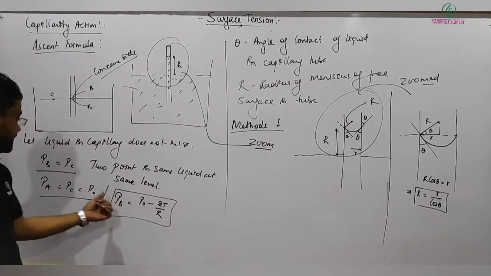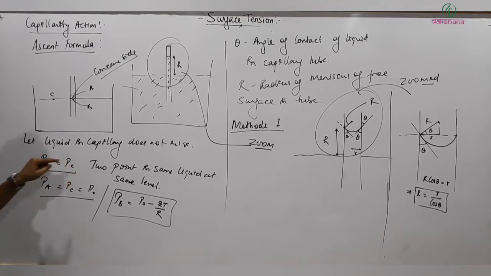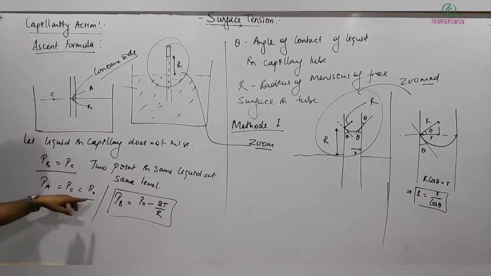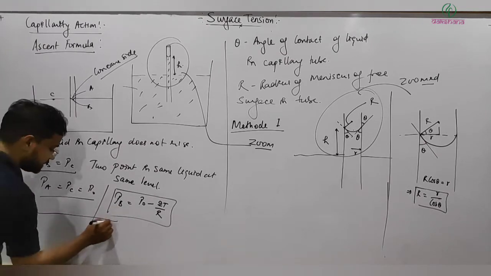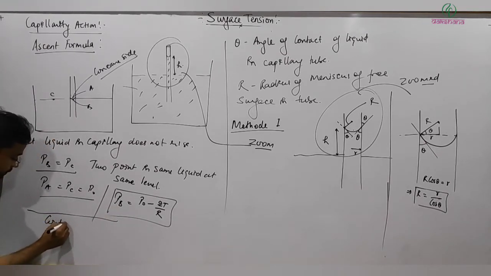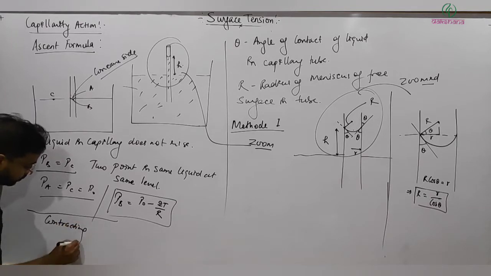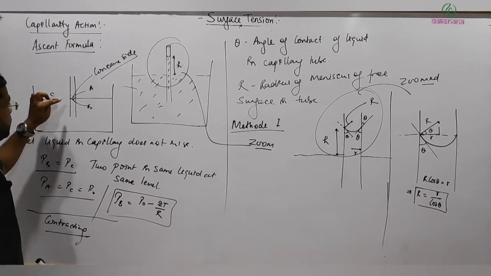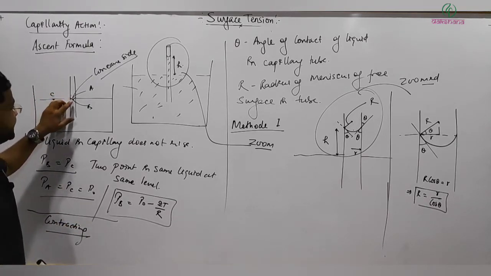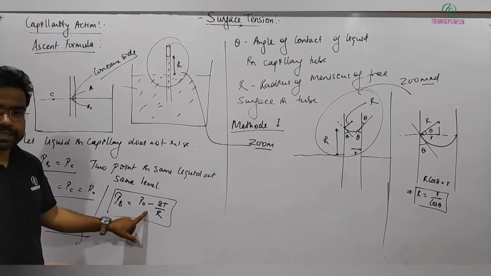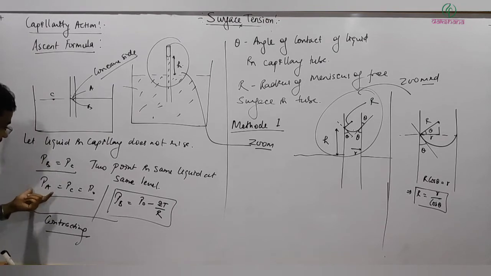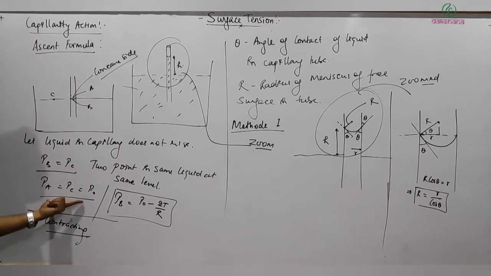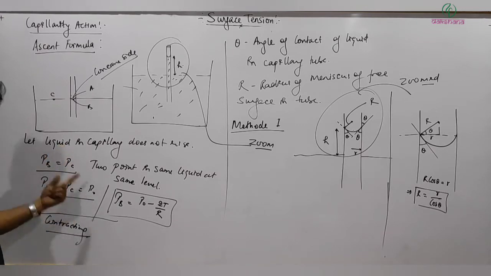So according to this, PB should also be equal to P naught, but it's actually less. So this is contradicting. By the concave surface, pressure at point B will become this, but because B and C are at the same level, pressure at B and C should be equal to P naught, right? And this is the contradiction.